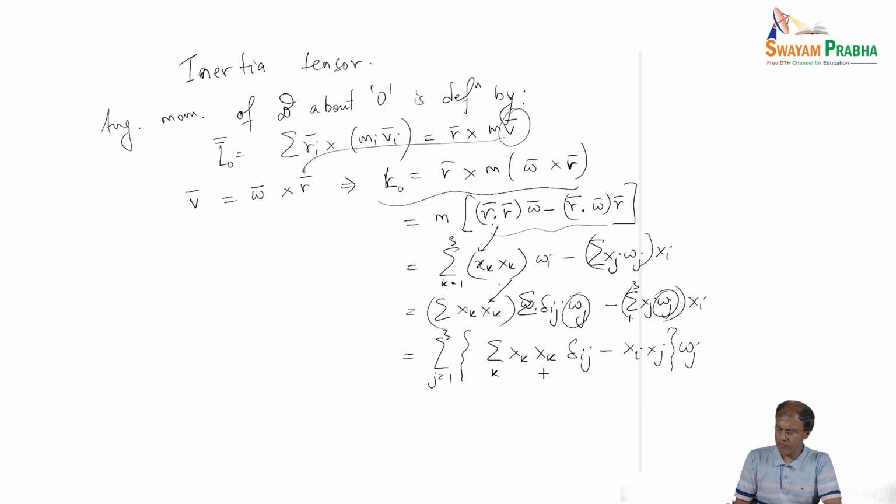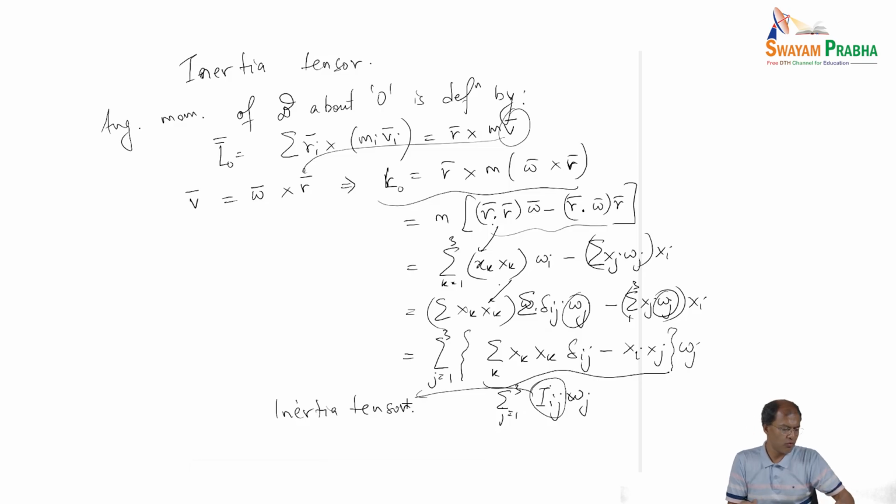And we see that now angular momentum is equal to this quantity, which is the so-called inertia tensor. So this is j from 1 to 3 of Iij times omega j. So this is our moment of inertia tensor. So then what we have is that this is the inertia tensor. This is the inertia tensor in general.